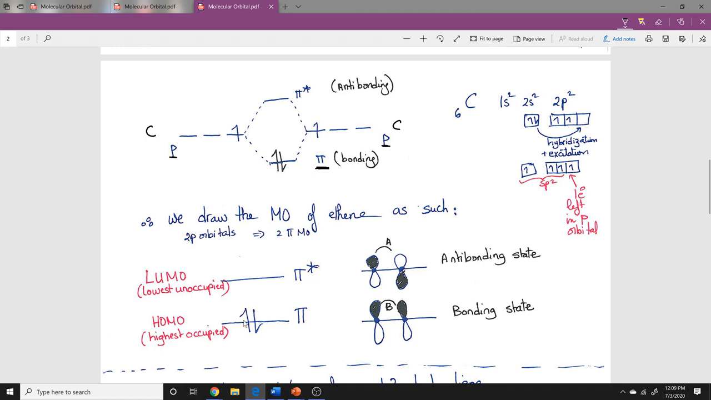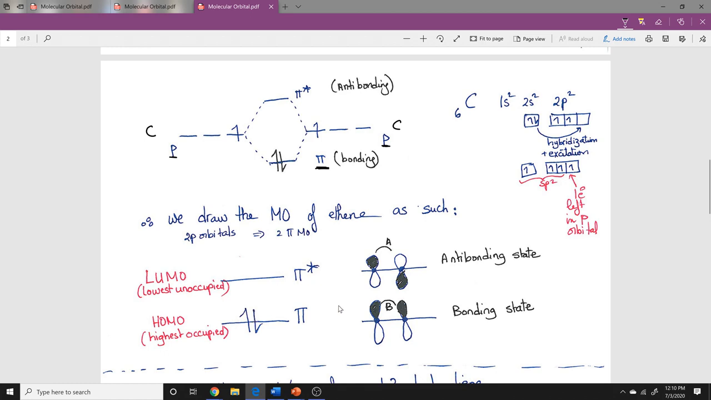If they don't interact with each other, or if they are not in a bonding state with respect to each other, then there will be no reaction. So we will talk about this, and I will give you a couple of examples on those. But first, let's explain the concept of how we draw the molecular orbitals in there.